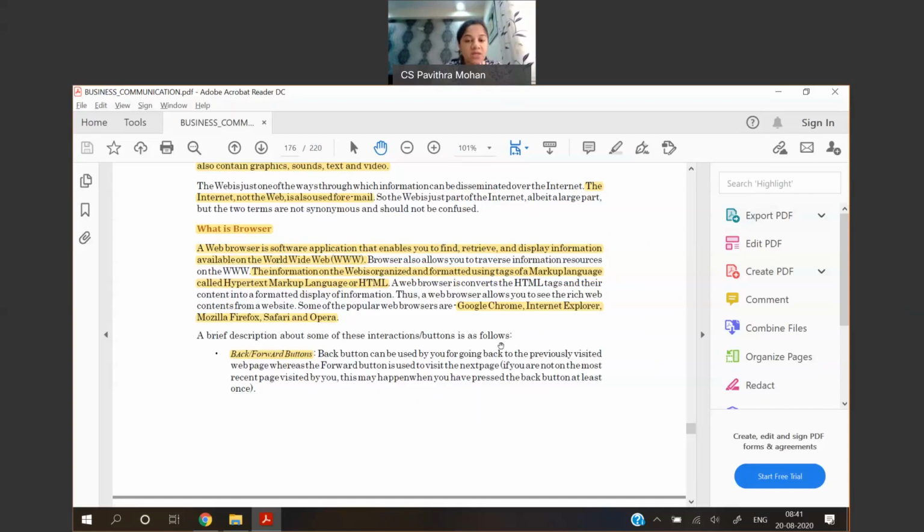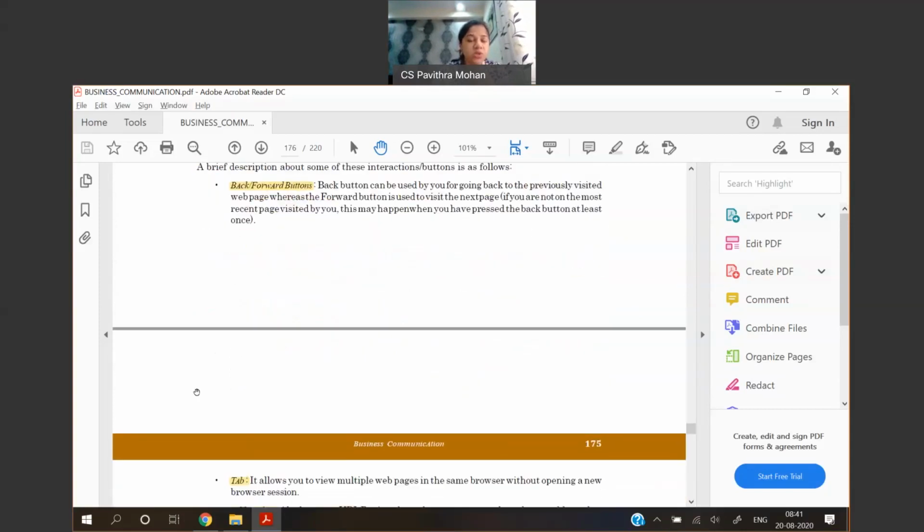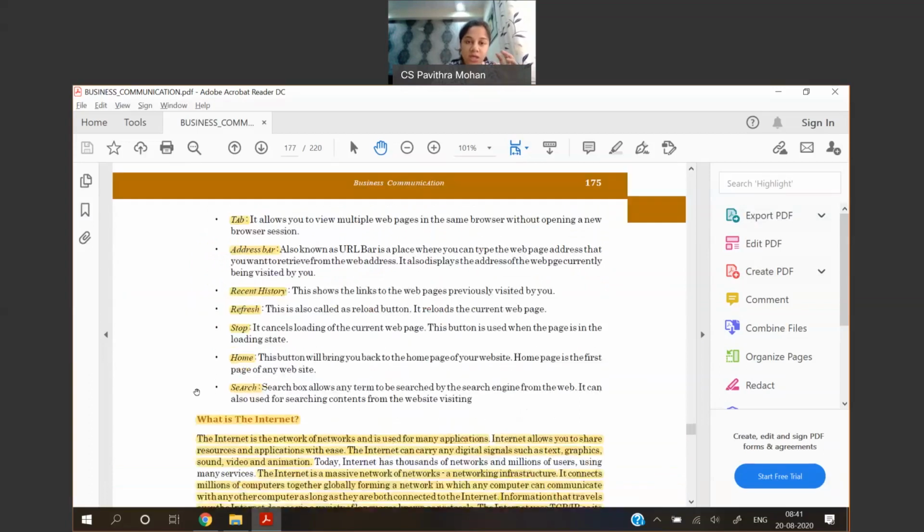The various kinds of browsers are Google Chrome, Internet Explorer, Mozilla Firefox, Safari, and so on. Then you have the important buttons in a browser. If you have opened a Google Sheet, you would have seen this. There will be a back button and a forward button, followed by a tab where you give the information you want. Then your tabs will be small tabs like this.